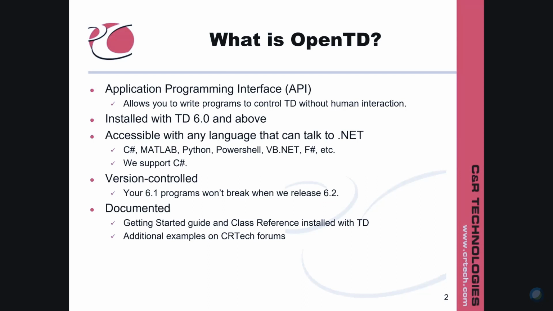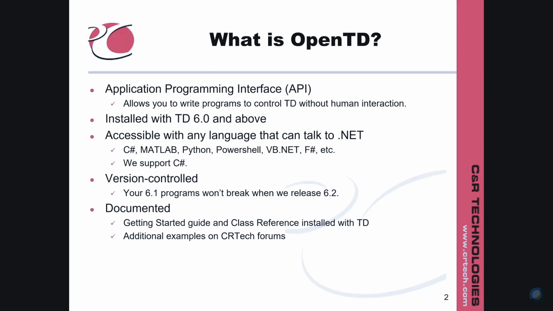Okay, so if you're not familiar with OpenTD, I'll just give a quick overview. As I said, it's an application programming interface, or API. What does that mean? Well, that means that you can write programs that talk to the API and then control Thermal Desktop without interaction. It's installed with Thermal Desktop 6.0 and above. It had a different name in 6.0, but it's the same thing.